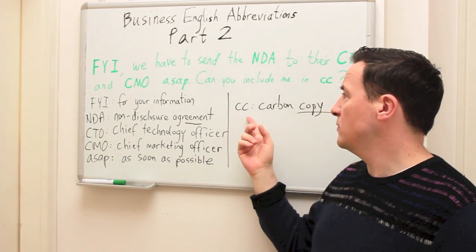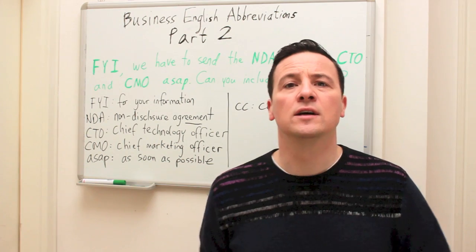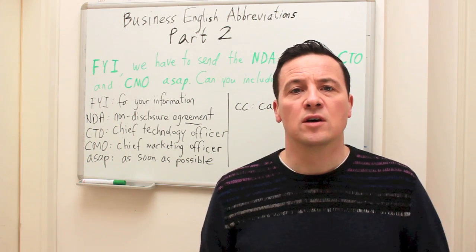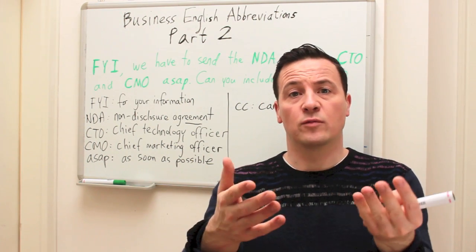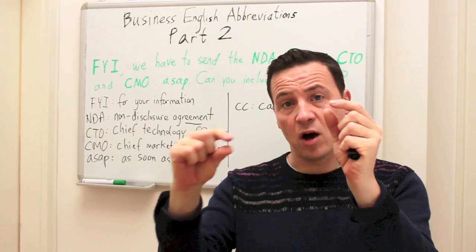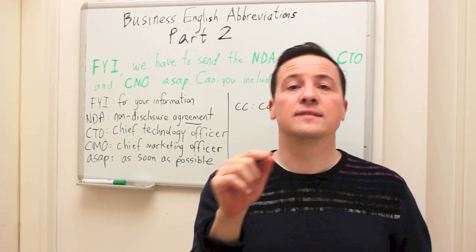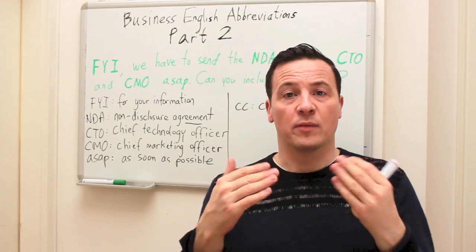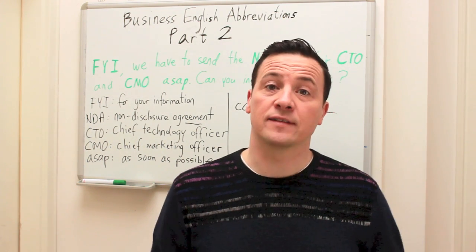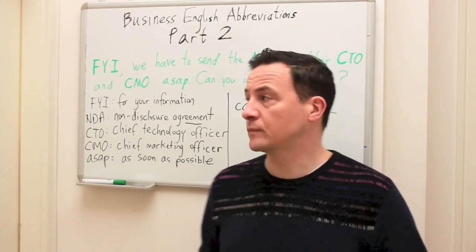You have CC, carbon copy, and also you have blind copy, BCC, which is a blind copy. So the CC means the person receiving the email can also see who else has a copy of that email, who else was sent that email, and the BCC would be where the person who receives the email cannot see who received that email as well.